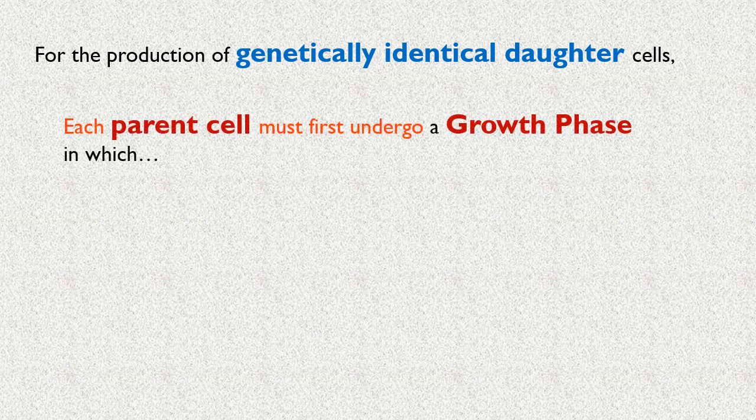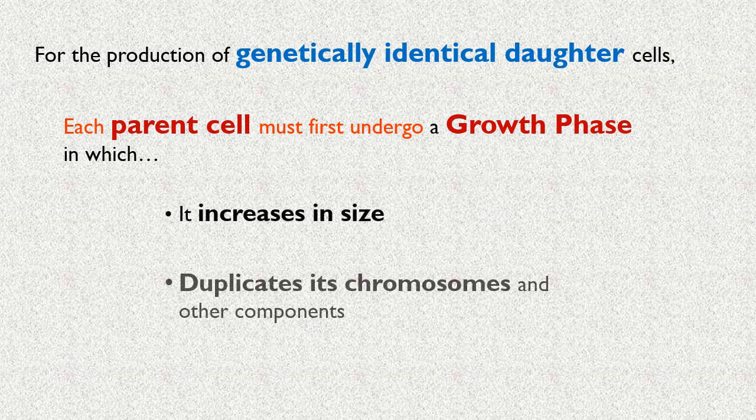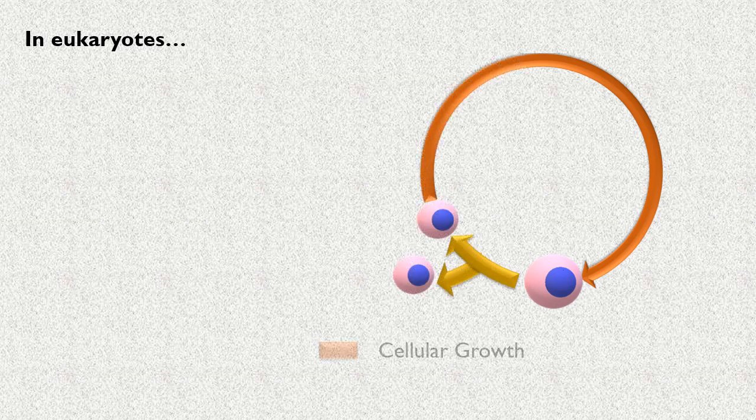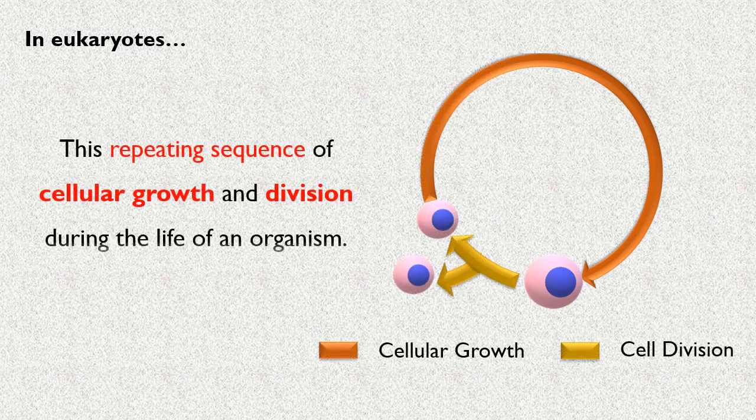The number of chromosomes in each daughter cell should be same as that of the parent cell. This means, for the production of genetically identical daughter cells, each parent cell must first undergo a growth phase, in which it increases in size. It duplicates its chromosomes and other important components necessary for cells' function. In eukaryotes, cells undergo a repeating pattern of growth, followed by division. This repeating sequence of cellular growth and division during the life of an organism is known as the cell cycle.